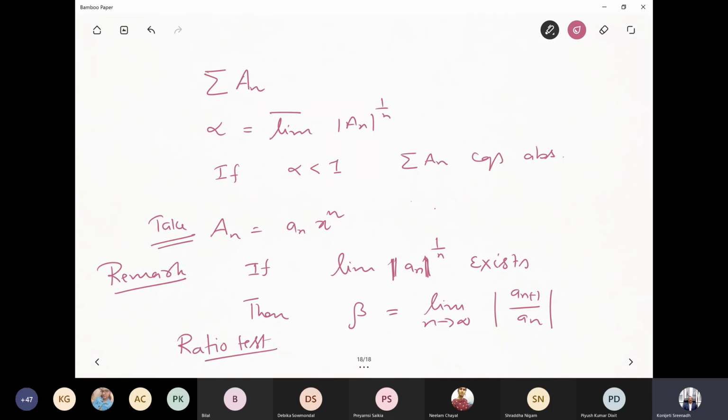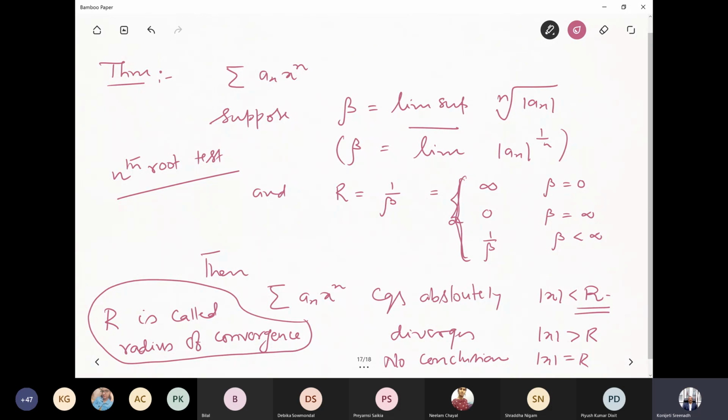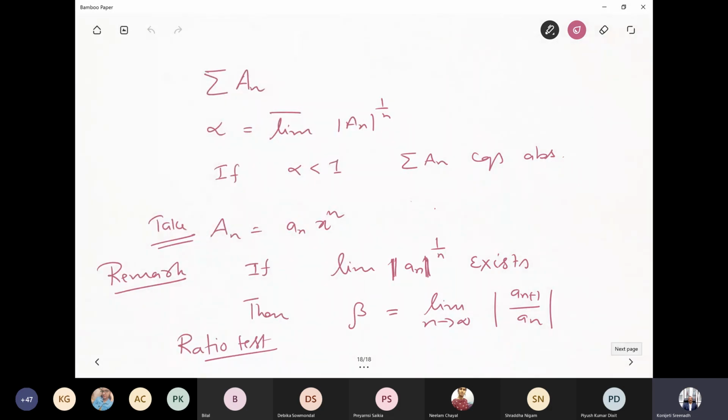So this is about the convergence, and we say that this R is the radius of convergence. R is called the radius of convergence. In that interval, the series actually converges. Remember that in case the limit exists, we use a_(n+1) by a_n also.